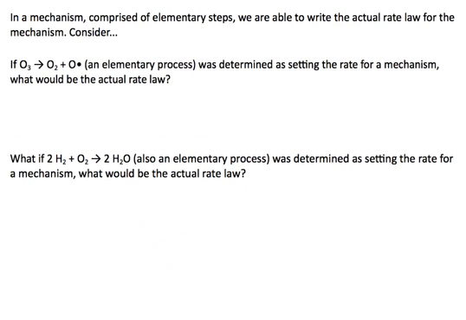So when we have simpler steps, elementary processes, we can write the predicted rate law, which is actually the rate law for the mechanism. Remember, this is one step in a series of steps. If we know that it's going to set the rate, we can write the rate law for the overall mechanism. So in a mechanism comprised of elementary steps, we write the actual rate law for the mechanism. Consider, here's back to ozone. If we know this reaction is determined as setting the rate for a mechanism, the actual rate law is going to be R equals k times the concentration of ozone.